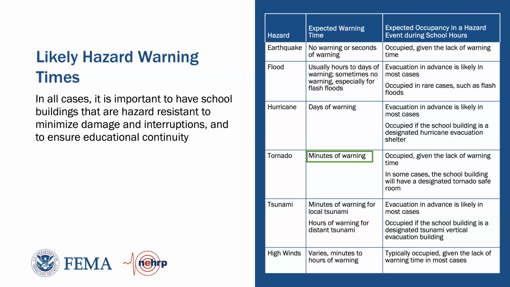Tornadoes, you have minutes of warning. Generally consider them to be occupied given that lack of warning time. Tsunami, you have minutes of warning to hours of warning for distant tsunamis. So evacuation in advance is likely in most cases, but again, if the school has a designated vertical evacuation structure, you'll see it as occupied. And then high winds, they vary from minutes to hours, and typically school buildings would be occupied.